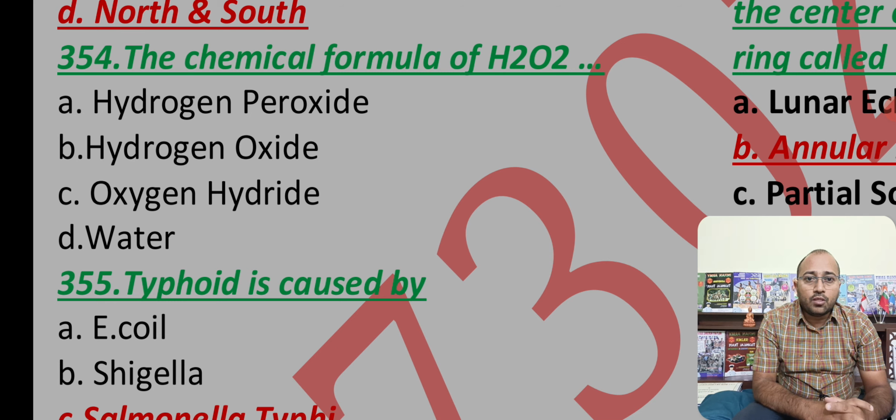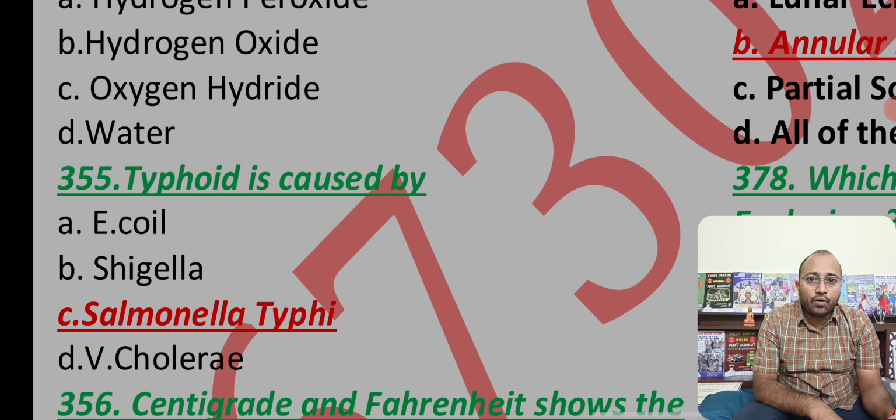Now we have the chemical formula H2O2, that is hydrogen peroxide, which we used for ear cleaning purposes. I used to use it, I don't know about you. For a wound also you can use that. Next we have something called typhoid.